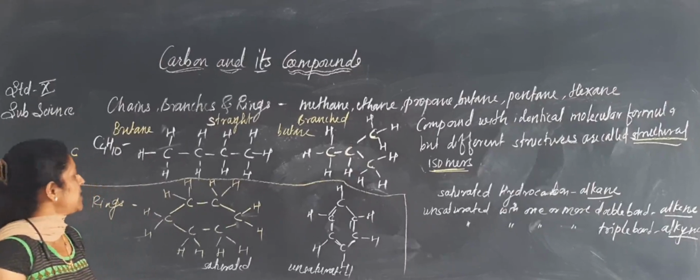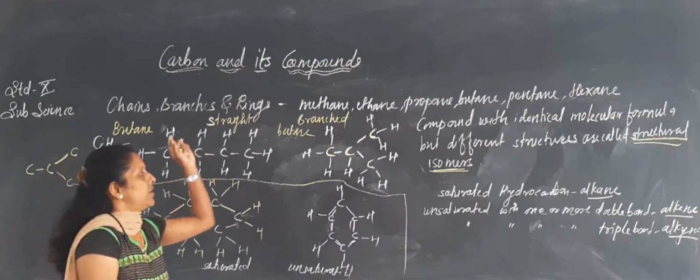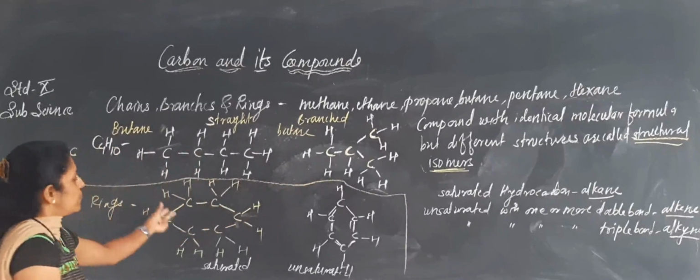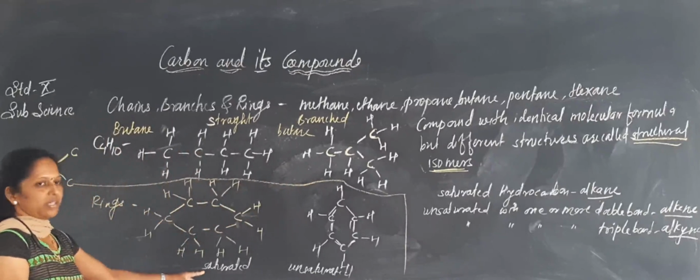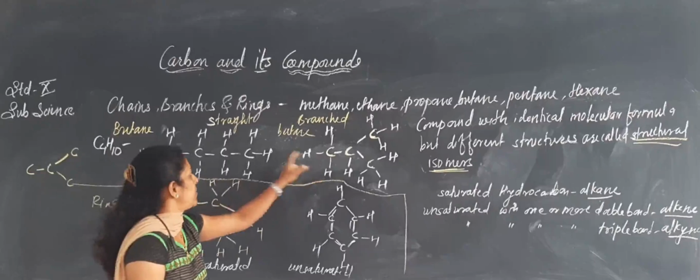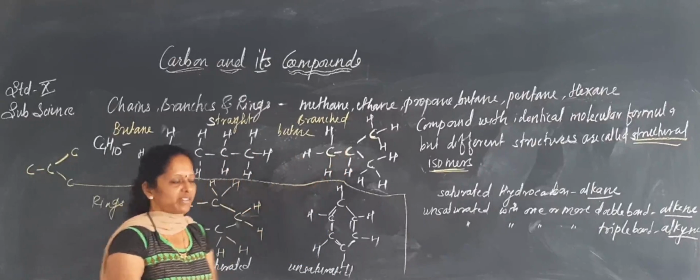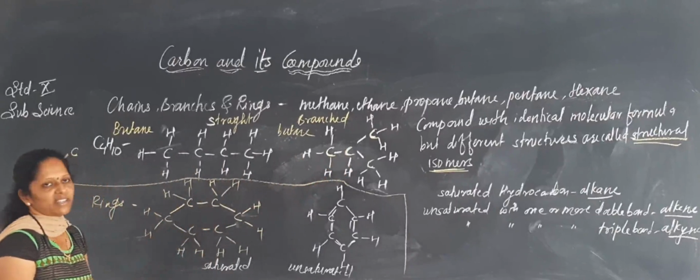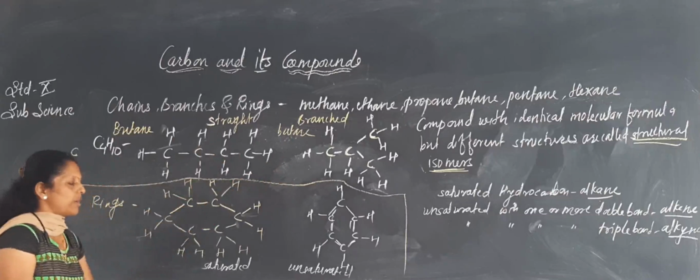In addition to that, as we saw, there is a straight form or a branched form. Now we are going to see the form of rings. So these three are saturated. Why? In between the carbon atoms there are single bonds. Here also single bonds are there. So this is in the form of a straight chain, this is branched, and this is in the form of a ring.